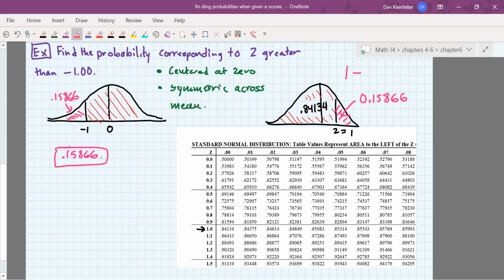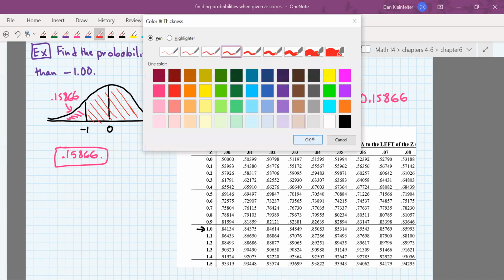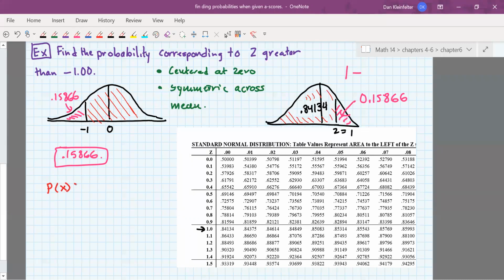An important thing to remember here is that this is a probability, right? And remember that probability is always greater than or equal to 0. All of the numbers in the body of our z table are probabilities, so they're positive. So even though we're finding the probability less than a negative value, our area is never going to be negative. If you were thinking it should be negative 0.15866, then that's incorrect. It needs to be a positive value.